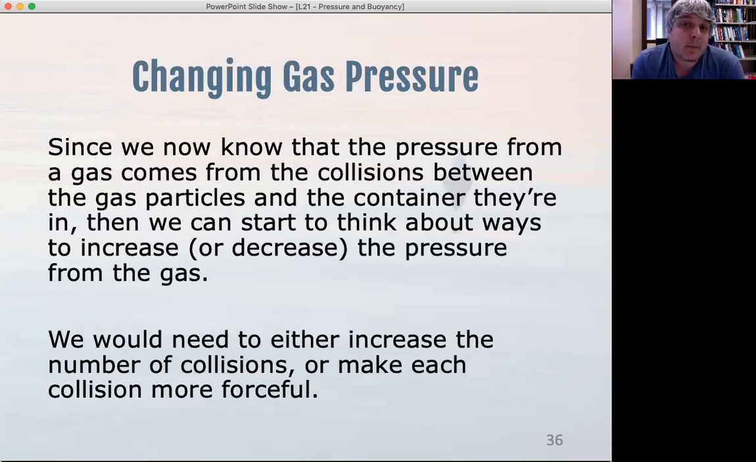Since we know the pressure comes from collisions between the gas particles and the container they're in, we can start to think about ways to increase or decrease that pressure. So if we want to increase the pressure, we need to increase the number of collisions or make each collision more forceful. Those are our two options. Those are how we could increase the pressure, and decrease is just the opposite.